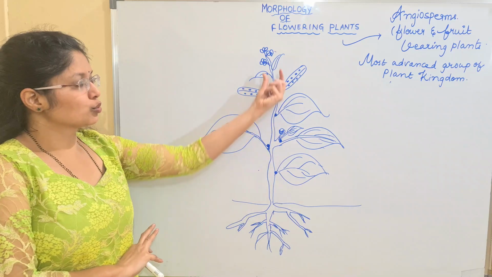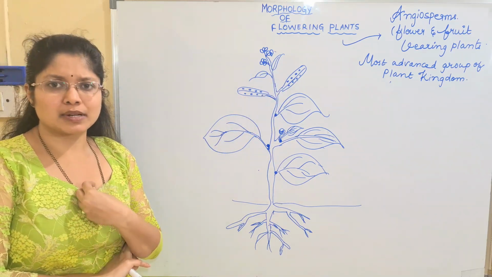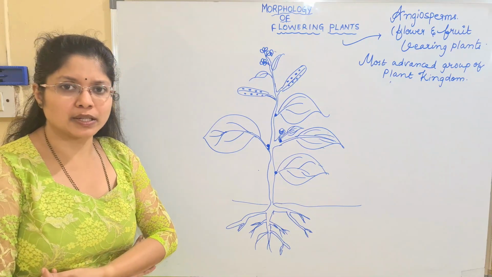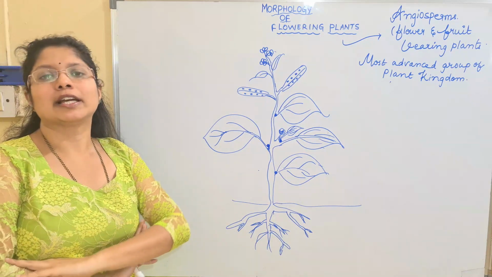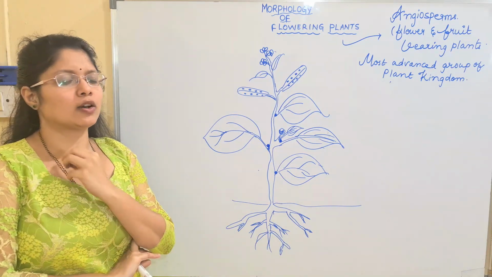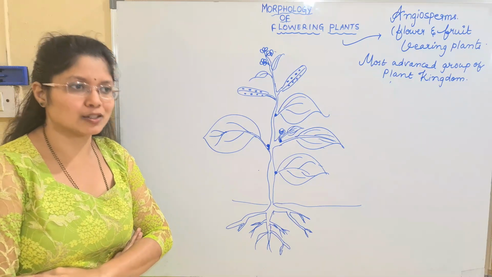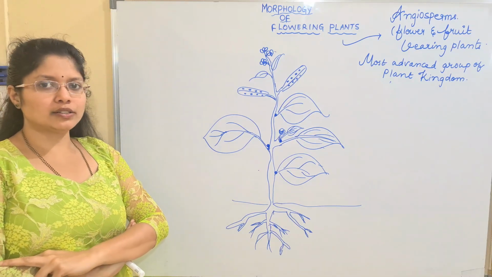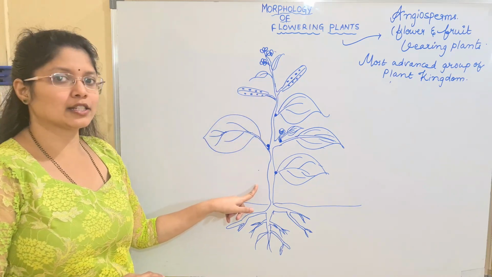And what about the shoot system? Shoot system means the aerial part which is present above the ground. Then what will this shoot system include? The shoot system will contain all the other organs which are present in the plant body. What are the different organs, children? We have the main axis. This is called the shoot.